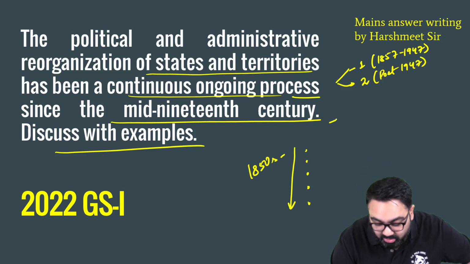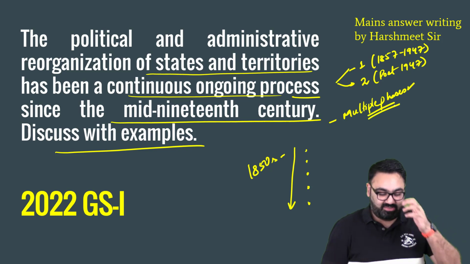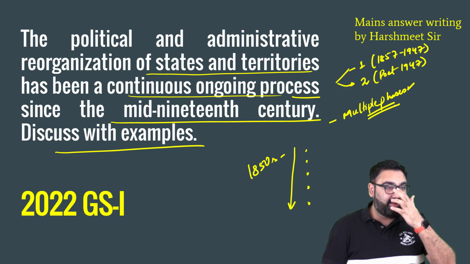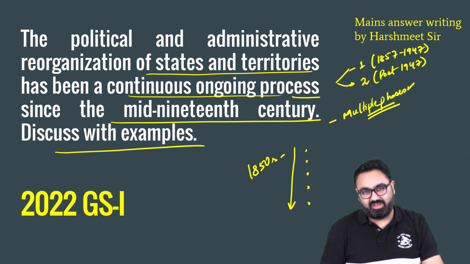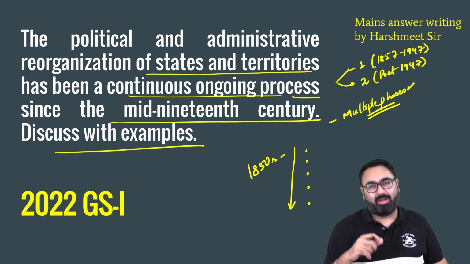Then there's a third way to do this. You can divide this into multiple phases, not just two, more than two. This is what we have done in this answer. So what we have done is we have divided this into multiple phases, 3-4 phases, and we have discussed the important reorganizations that have happened during those phases. So let's see how to answer this.